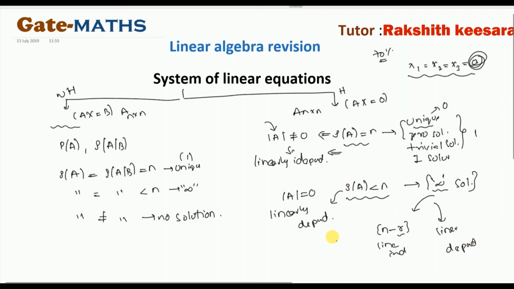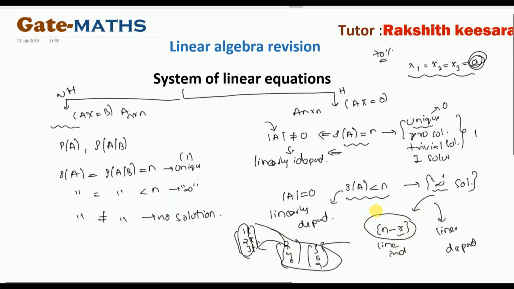It will be like, if 1, 2, 3 is one linearly independent solution, the remaining all solutions will be like 2, 4, 6, 3, 6, 9, like 1k, 2k, 3k. Only 1, 2, 3 is independent, remaining all solutions are dependent on this. For calculating the number of linearly independent solutions, the formula is n minus r.